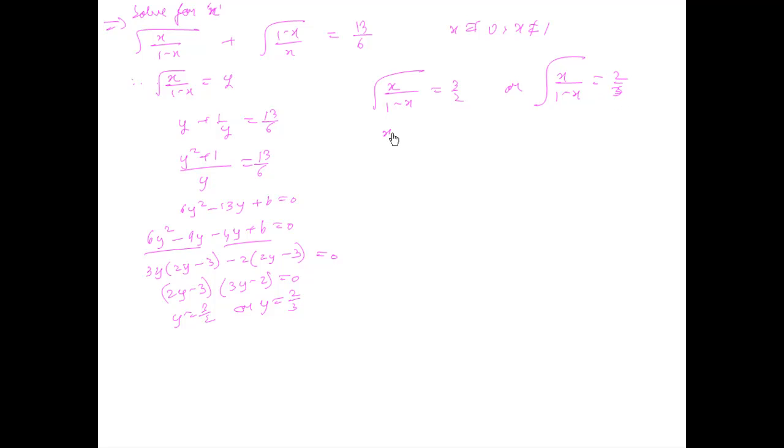Squaring both sides, children, we'll get x upon 1 minus x is equal to 9/4. Cross multiply. 4x is equal to 9 minus 9x. 13x is equal to 9, x is equal to 9/13, that's one answer. Or the other case, we get x upon 1 minus x is equal to 4/9, 9x is equal to 4 minus 4x, 13x is equal to 4, x is equal to 4/13. Solution set: the values of x are 9/13, comma 4/13.